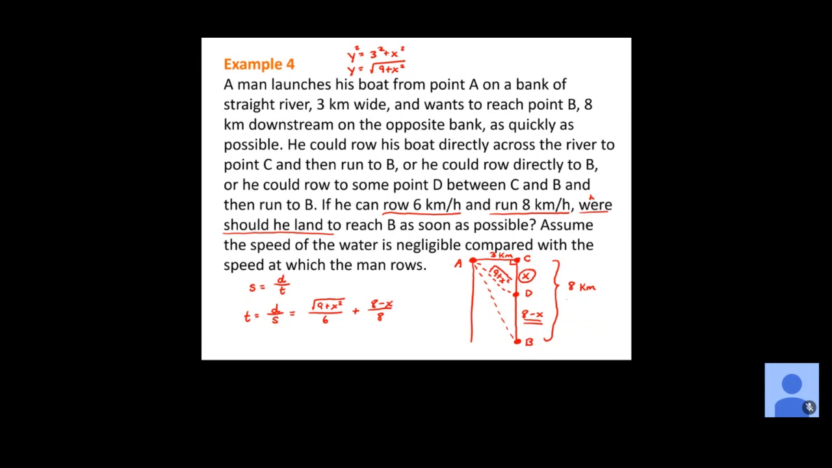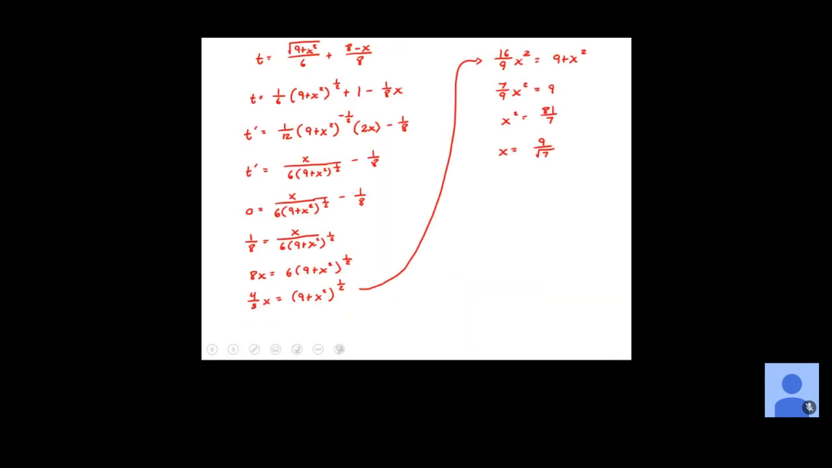Kilometers, right? So we know the total distance over there is 8 kilometers. We're looking for the distance between C and D, so that's just going to be kilometers. So now this is 9 over the square root of 7 kilometers. That's where he needs to land his boat to minimize the amount of time that it would take him to get to point B. Any questions on this one now?